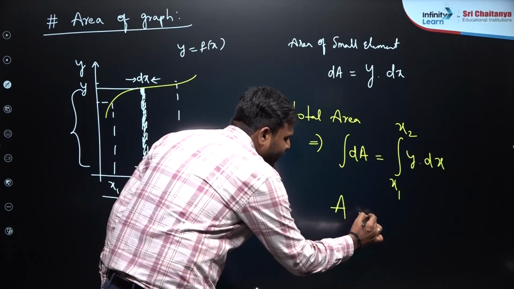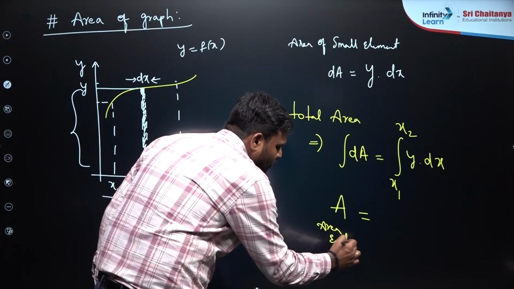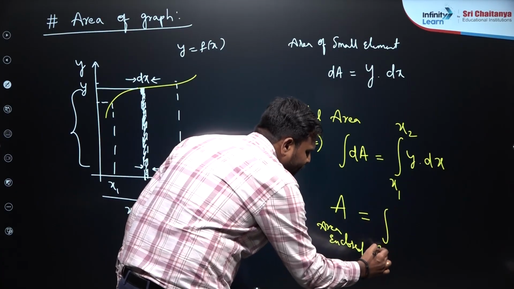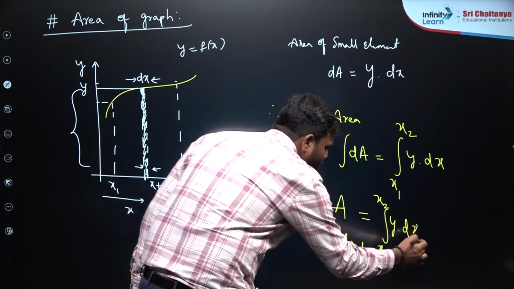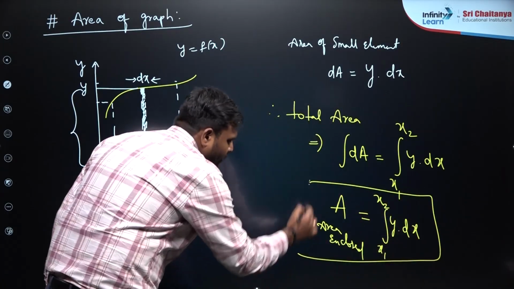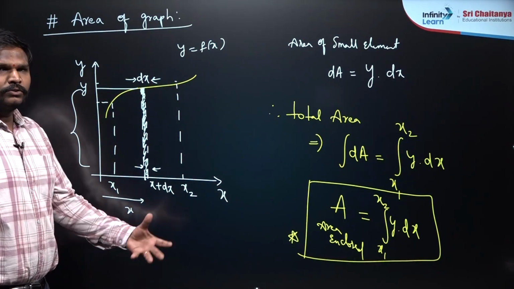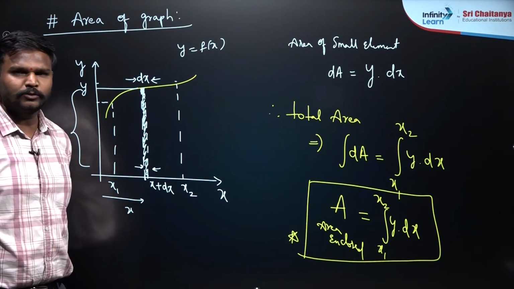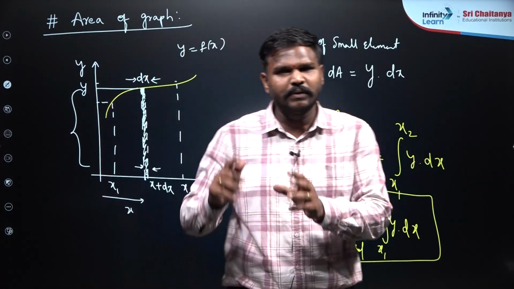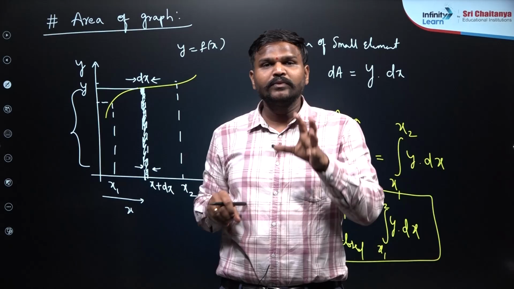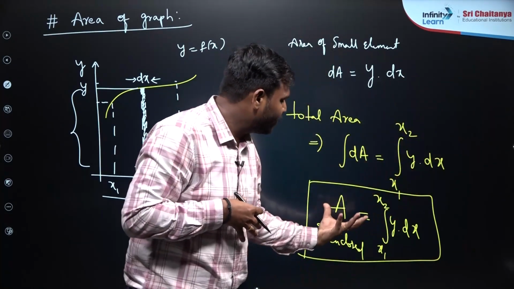So area enclosed is nothing but joining all the small pieces in the graph, integral y dx. So I am coming here again to a small conclusion. Differentiation dy by dx is nothing but slope of a graph. Integration, integral y dx, is nothing but area of a graph.